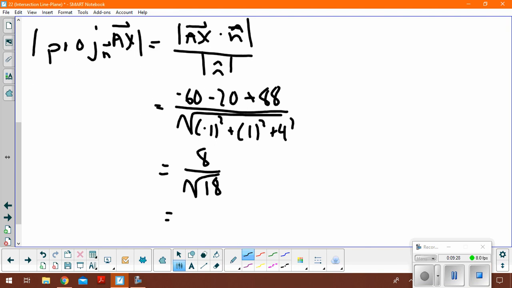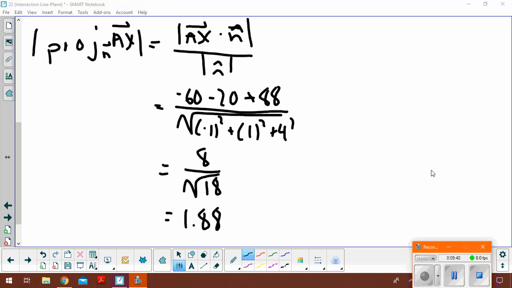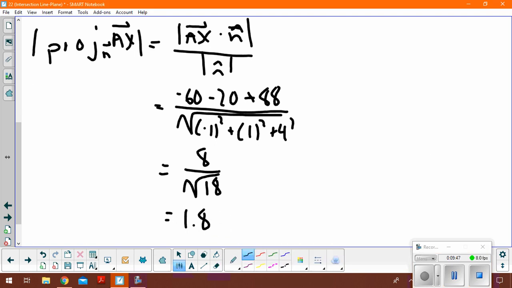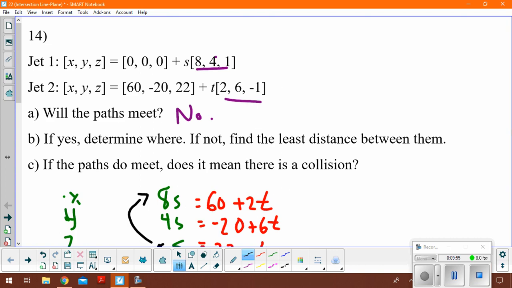8 divided by square root of 18, and that is 1.88. Oh, hold on, 89, if we're around that at that spot. Okay, so that's the distance. So going back to my presentation here, it was 1.89 units.